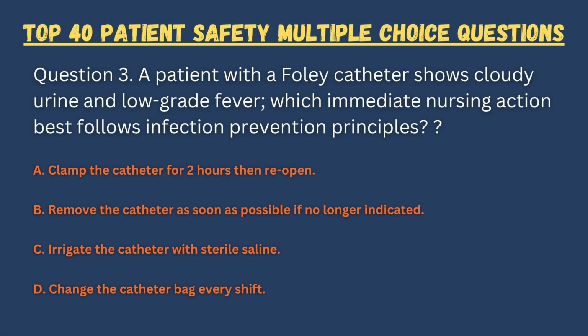Question 3. A patient with a Foley catheter shows cloudy urine and low-grade fever. Which immediate nursing action best follows infection prevention principles? A. Clamp the catheter for 2 hours then reopen. B. Remove the catheter as soon as possible if no longer indicated. C. Irrigate the catheter with sterile saline. D. Change the catheter bag every shift.